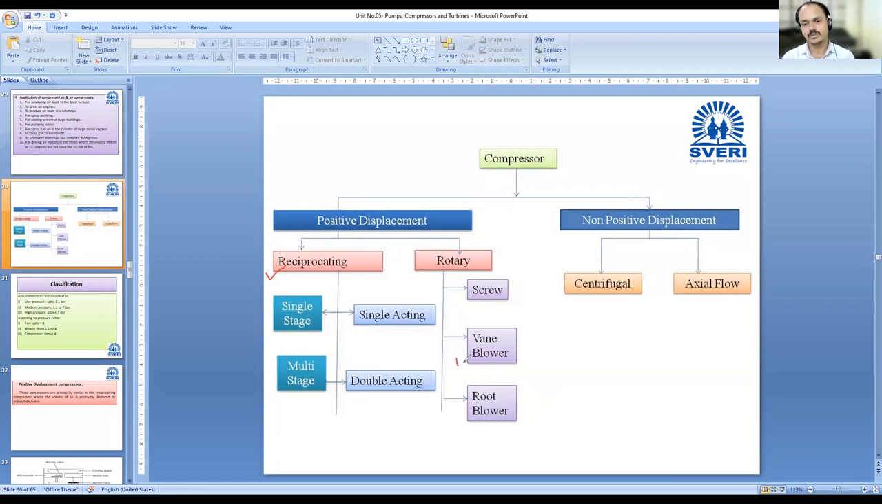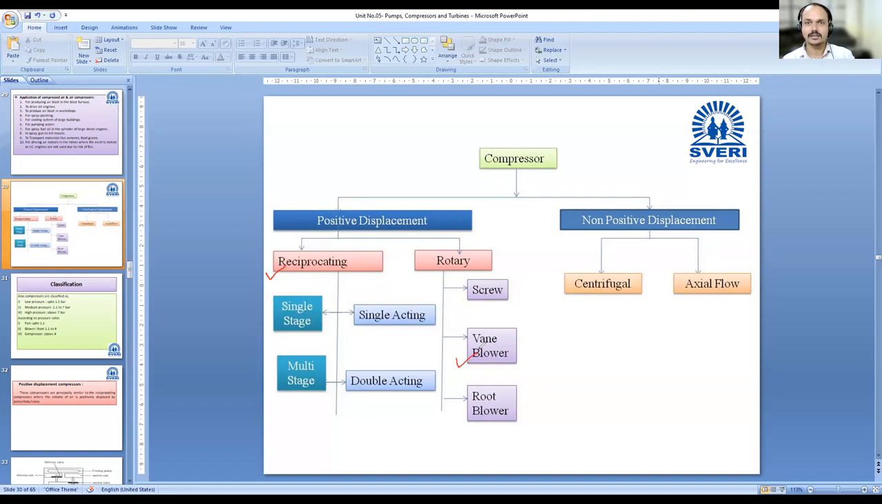So this one is the vane blower. Centrifugal is not there in these two; a centrifugal pump is there. Now that reciprocating compressor, the construction is the same as a reciprocating pump. But the difference is that in design there is a lot of difference. Don't confuse that. Design consists of all the parameters; we have to consider all the parameters.